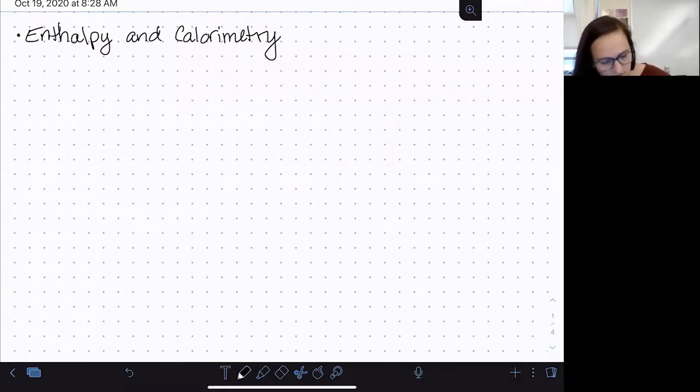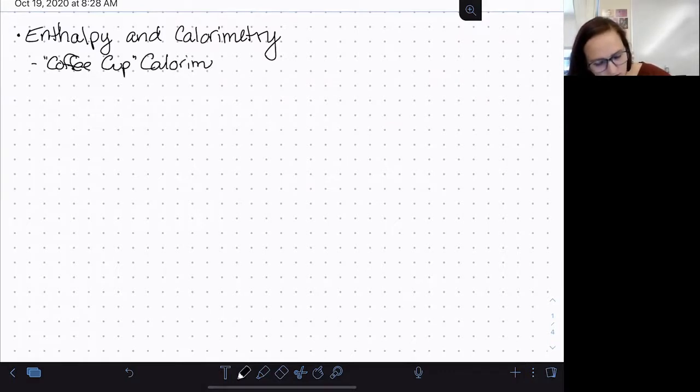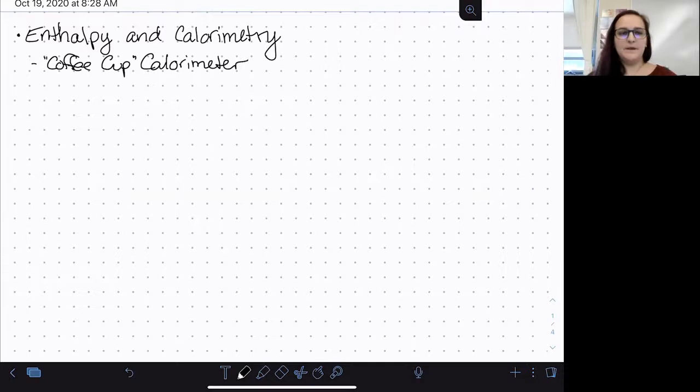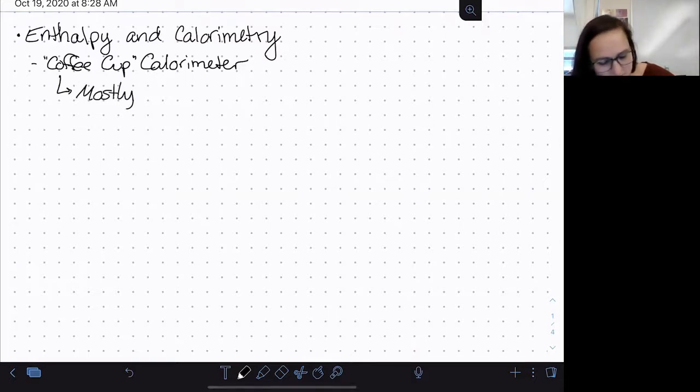One of them is commonly referred to as a coffee cup calorimeter. And this is what you're using in the lab. It's called a coffee cup calorimeter because it's basically a styrofoam cup. Sometimes you can literally use a styrofoam coffee cup and get pretty good results. So this is mostly used for reactions that occur in aqueous solution.